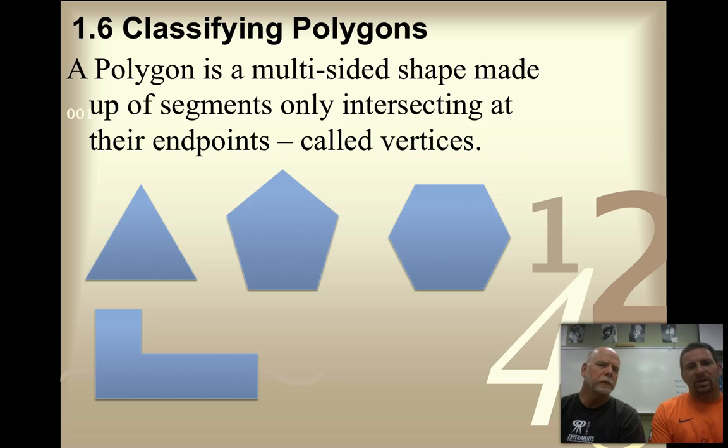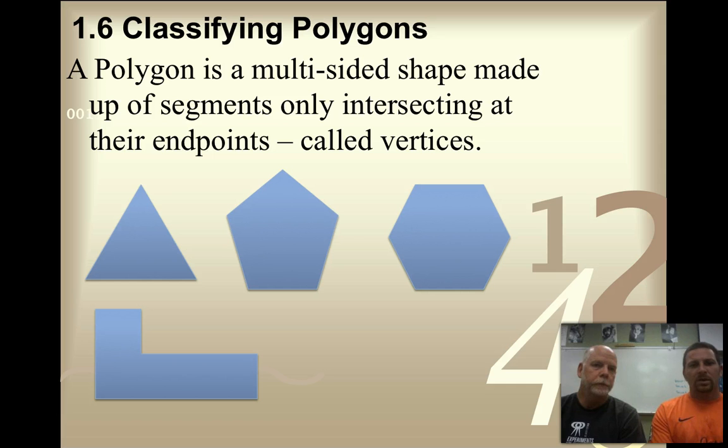You've seen these before. The only one that may be a little bit different for you is the one on the bottom left, the one that looks like an L, but it's still a polygon because it's a bunch of segments connected and has vertices. And they're only connected at their endpoints, not crossing somewhere or doing something weird. So that's still a polygon.